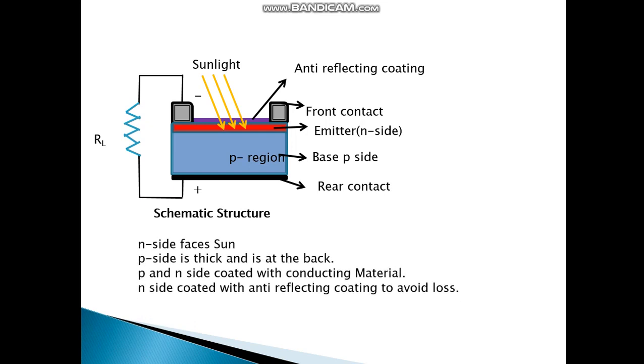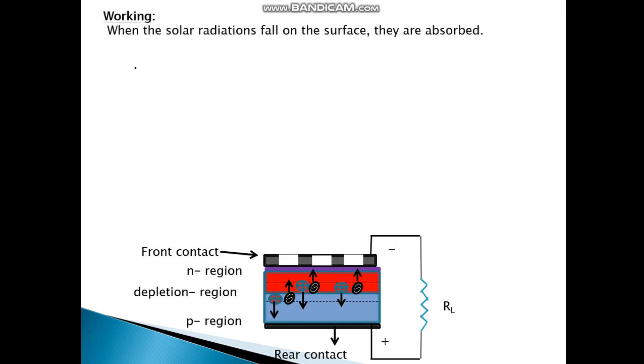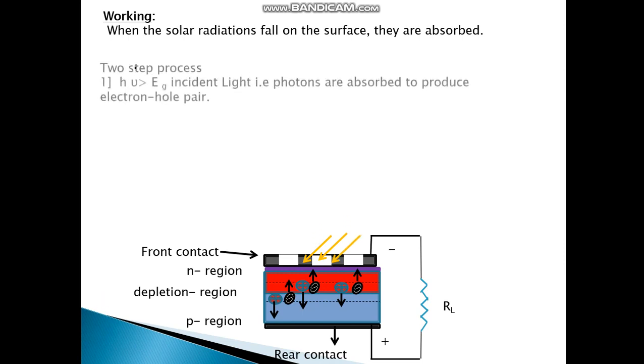The N side faces the sun, and the P side is thick and is at the back. P and N sides are coated with conducting material, and the N side is coated with an anti-reflecting coating to avoid loss. Again we have the structure here. When the solar radiation falls on the surface, it is absorbed.